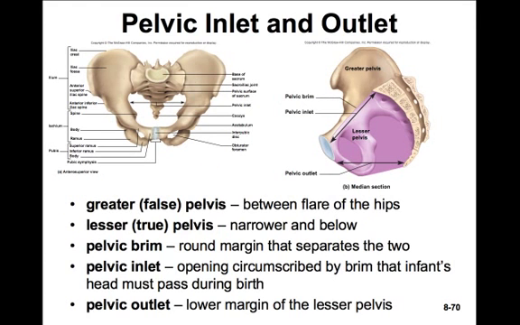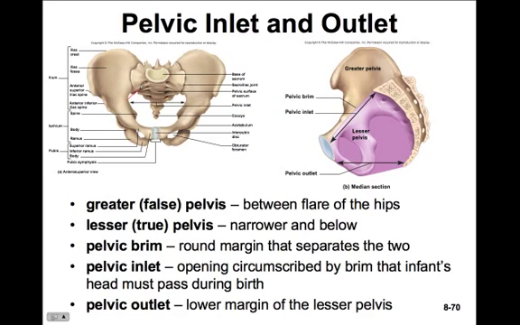Now we consider that there are 2 regions of the pelvic bowl. There's the greater or false pelvis, which is between the flare of the hips. If we look at this sideways view, we can see where the false pelvis is. And the lesser or true pelvis is below the pelvic brim here. The pelvic brim is the margin that separates the false pelvis from the true pelvis.